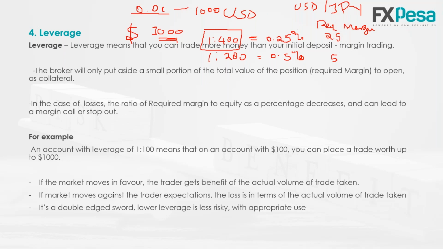It will reduce your risk quite a lot. So let's take an example. If your leverage is 1:100, I think I've explained this one, but I can repeat. With an account of $100, you can place a trade worth up to 10,000, right? 1:100, you can place a trade worth up to 10,000, right?